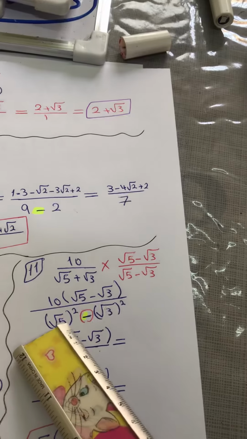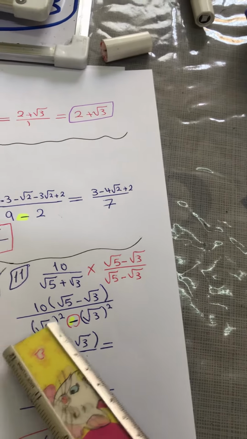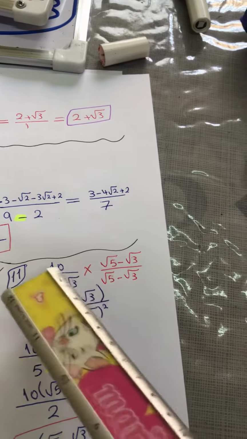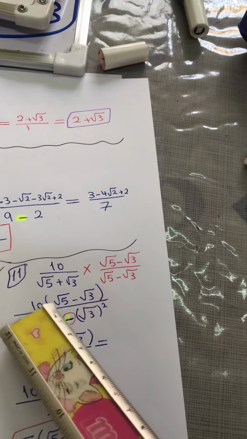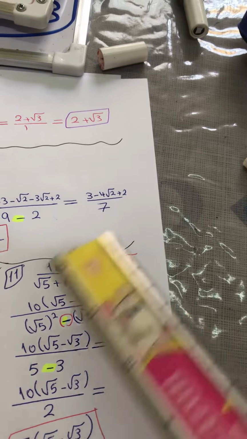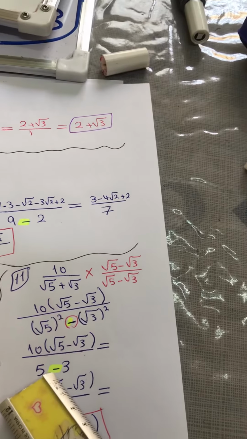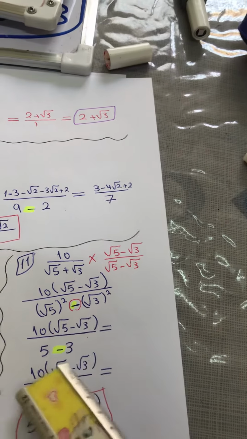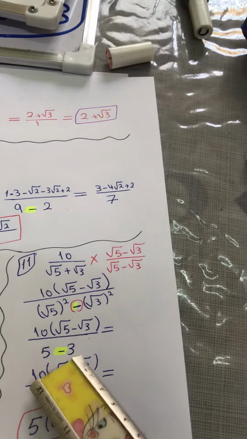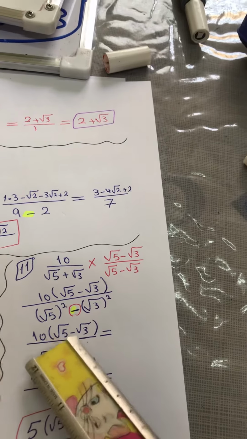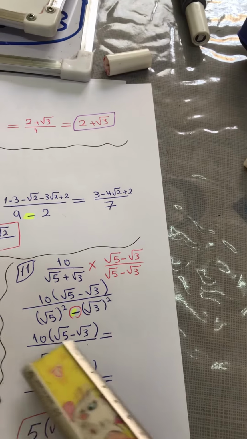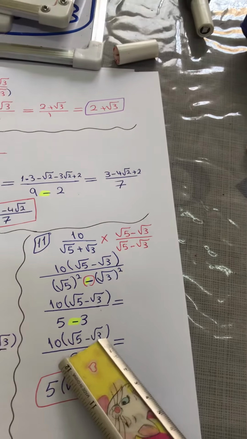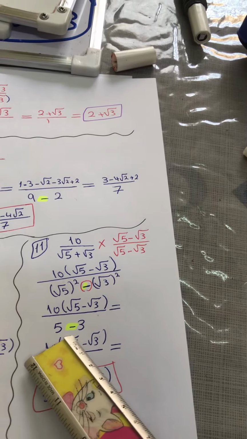So I'll take square root of 5 squared minus square root of 3 squared. And up, 10 multiplied by open brackets, square root of 5 minus square root of 3. Let's solve it down. Square root of 5 times itself equals 5. Square root of 3 times itself equals 3. So it will be 5 minus 3. And up, 10 multiplied by square root of 5, 10 multiplied by negative square root of 3, like this. Don't distribute. Find the answer down in the beginning.